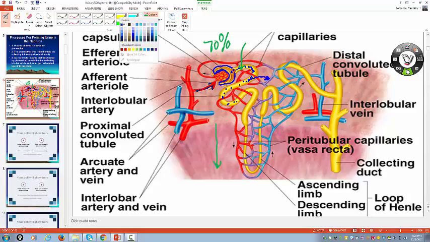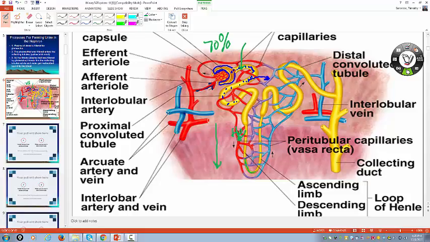Loop of Henle, just so you know. Anyways, you have this descending limb right here. And in the descending limb of the loop of Henle, the only thing that can get reabsorbed back into the blood is water. So this is where water gets reabsorbed, and it gets reabsorbed by osmosis.